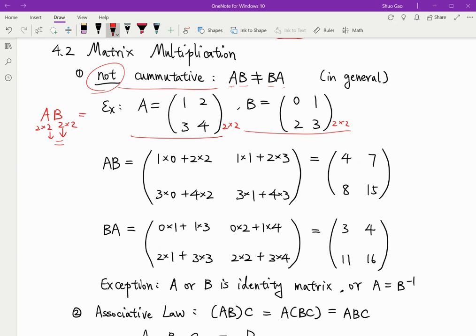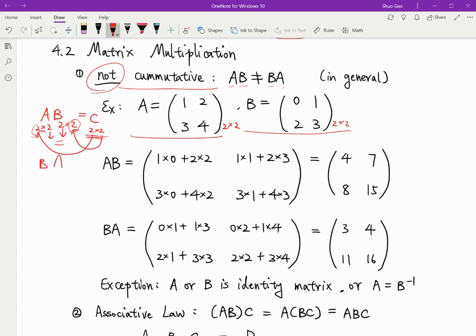And the resulting matrix, matrix C, should also be of dimension 2 by 2. So this 2 comes from here, and this 2 comes from here, right? So the resulting matrix C should be of the row dimension of A and the column dimension of B, the remaining two numbers combined together. So this is the dimension of the multiplication matrix. So this is what we learned before.